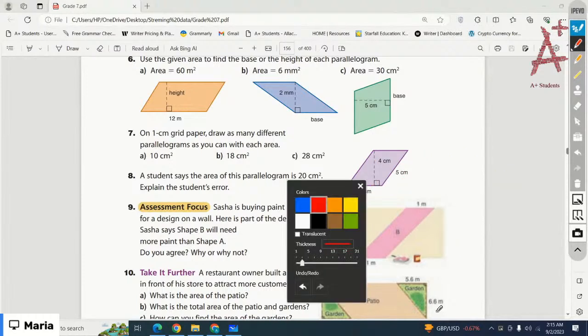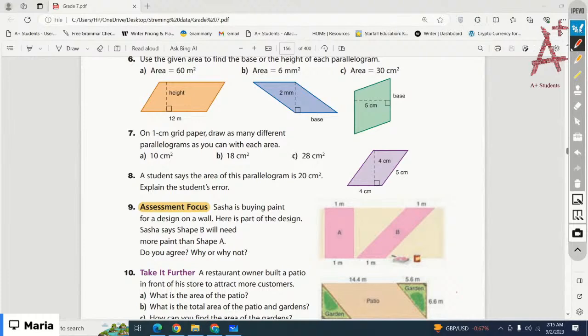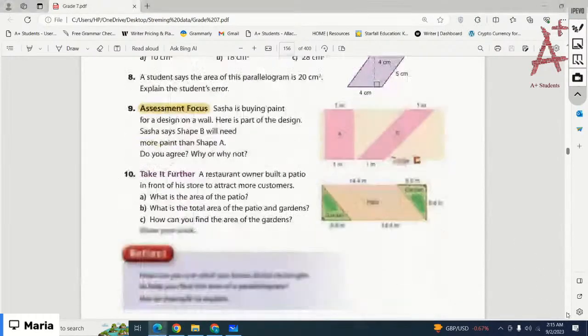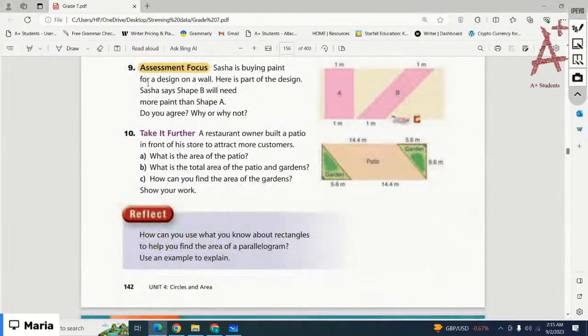Okay, let's just look at question number 9. Sasha is buying paint for a design on a wall. Here is the part of the design. Sasha says shape B will need more paint than shape A. Do you agree? Why or why not?